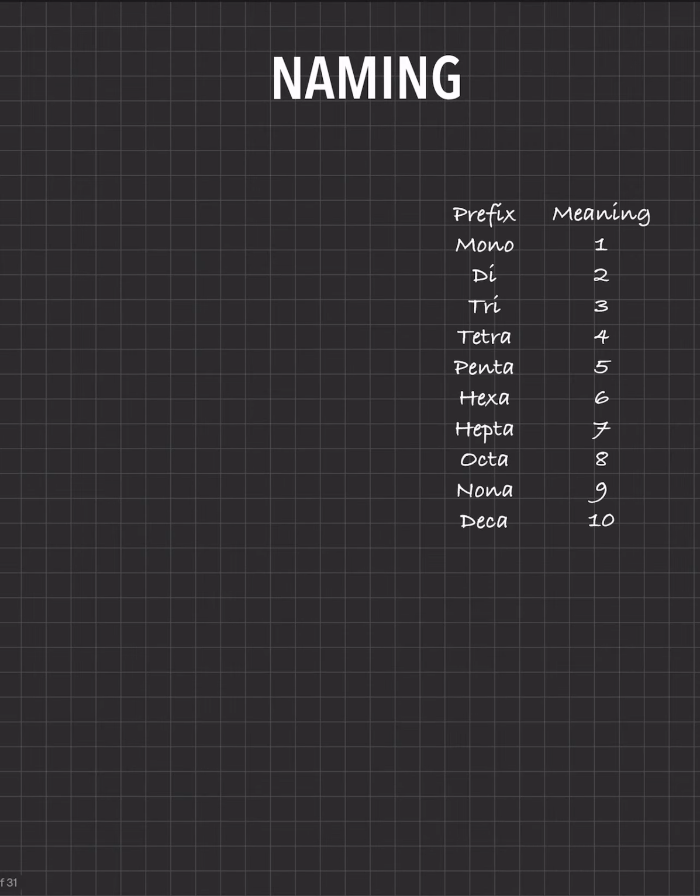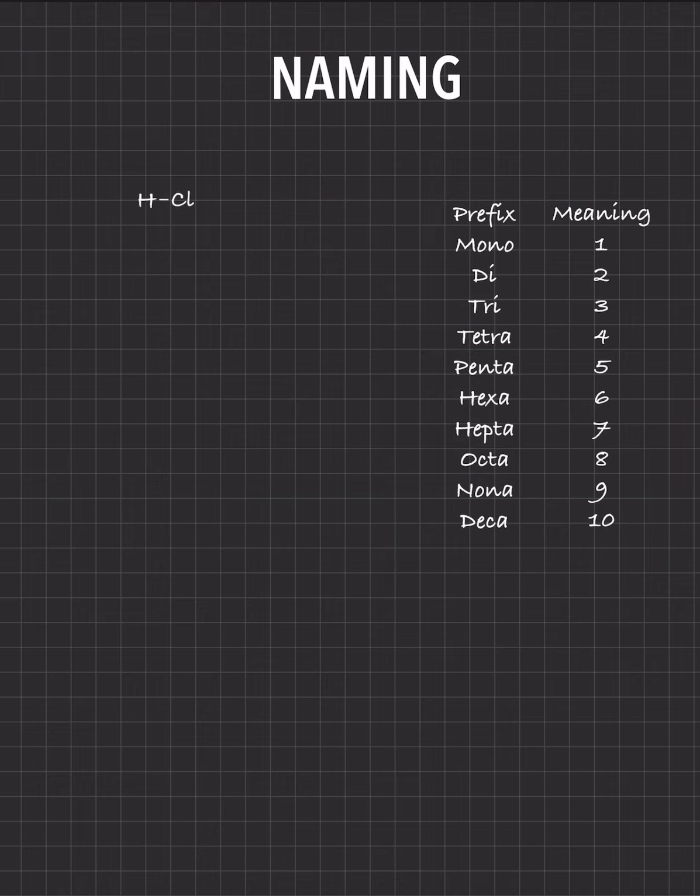So for naming, what you really need to know is this list, okay? You have to memorize it by yourself. There's just no way that I can memorize it for you, but it's really simple. So mono is 1, di is 2, tri is 3, tetra is 4, penta is 5, hexa is 6, hepta is 7, octa is 8, nona is 9, and deca is 10. Again, mono is 1, di is 2, tri is 3, tetra 4, penta 5, hexa 6, hepta 7, octa 8, nona 9, deca 10. So let's go over some examples.